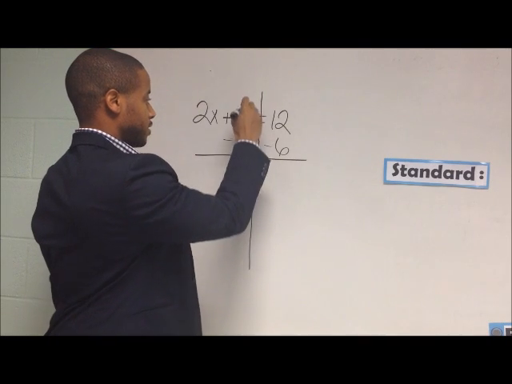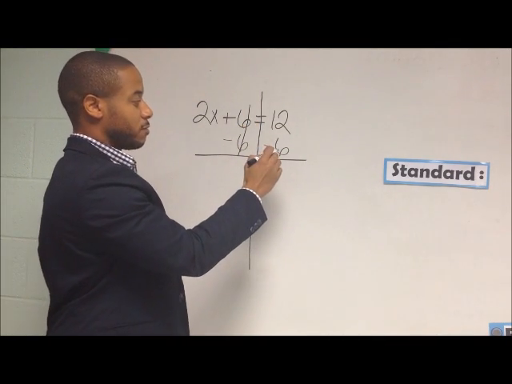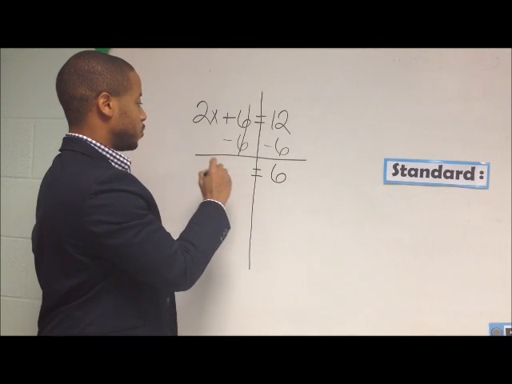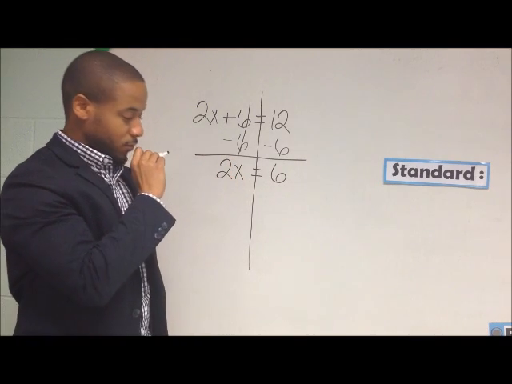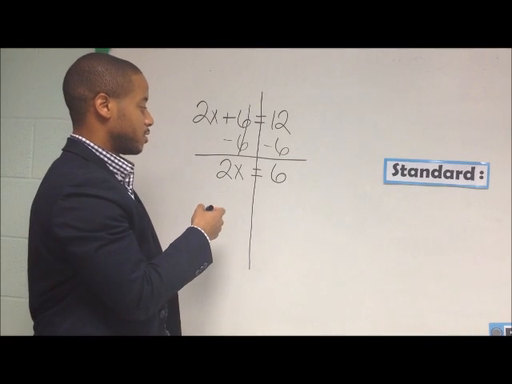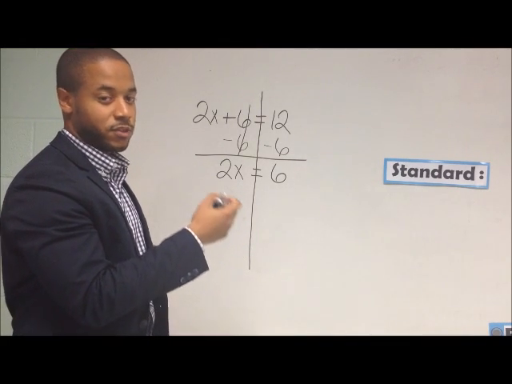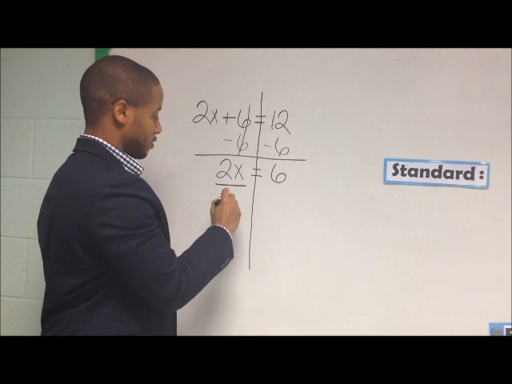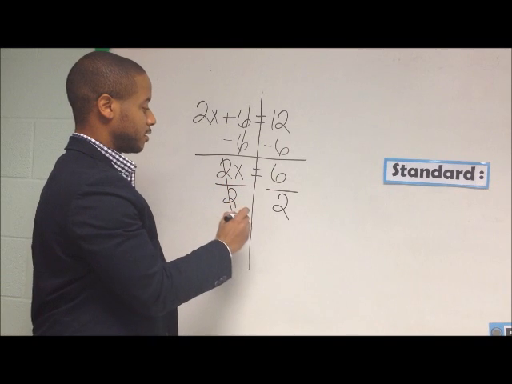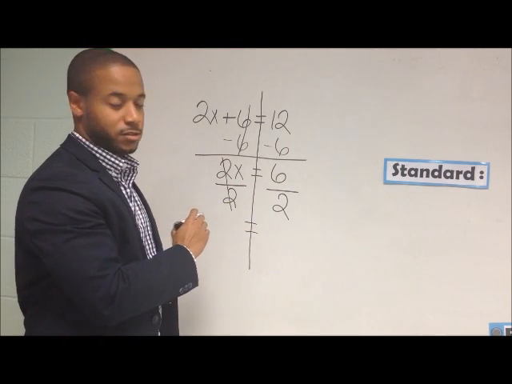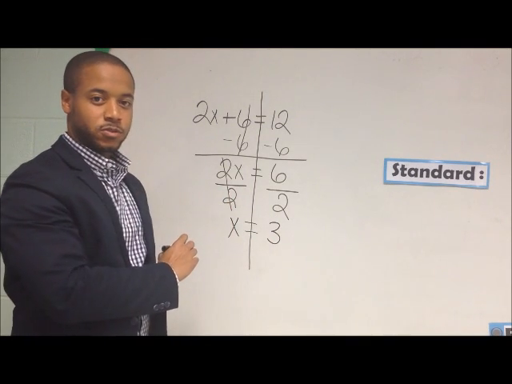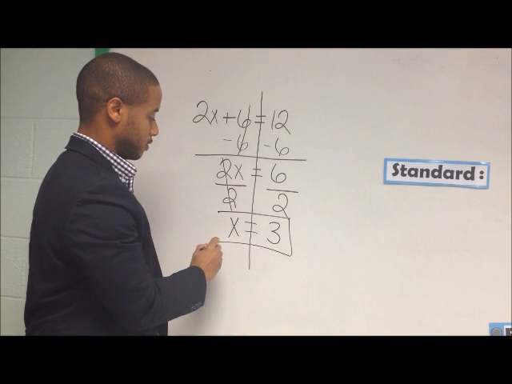So our 6's cancel out. And then 12 minus 6 is just 6. And we can bring our 2x down. 2x is the same thing as saying 2 times x. So the inverse operation of multiplication is division. So we're going to divide both sides by 2. Our 2's cancel out here. And 6 divided by 2 is 3. And then we just bring our x down. X equals 3. And that's our answer.